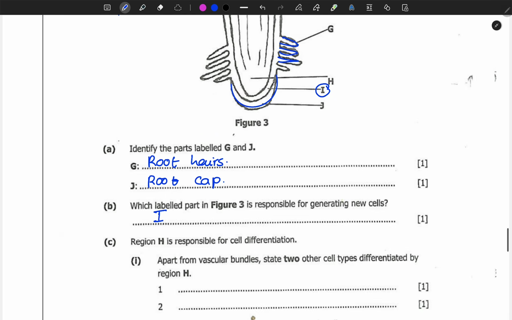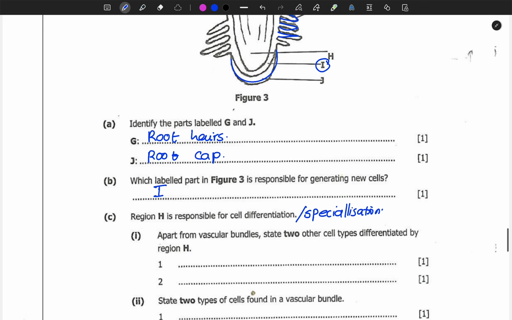Question C, region H is responsible for cell differentiation. Cell differentiation is the other name for cell specialization. Here is where the cells become specialized in one function. Apart from vascular bundles, state 2 other cell types differentiated by region H. So we can have what we call parenchyma, collenchyma, also sclerenchyma.